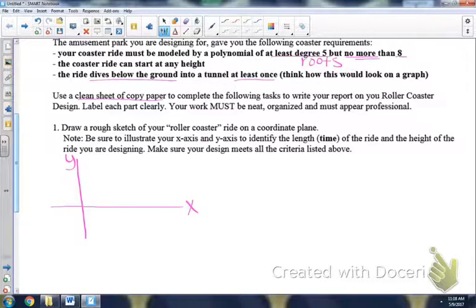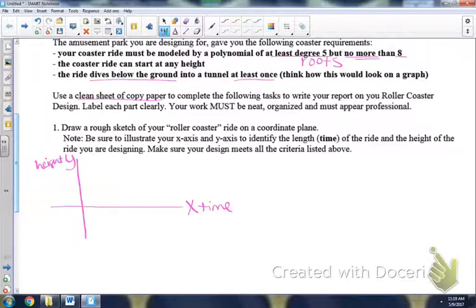And then, so this is going to be time, and then your height will be your y of the roller coaster. Make sure your design meets all the criteria listed above. Now, what I'm drawing right now is not going to meet the criteria above because I'm trying to do a general example so that way you understand what you're trying to do.